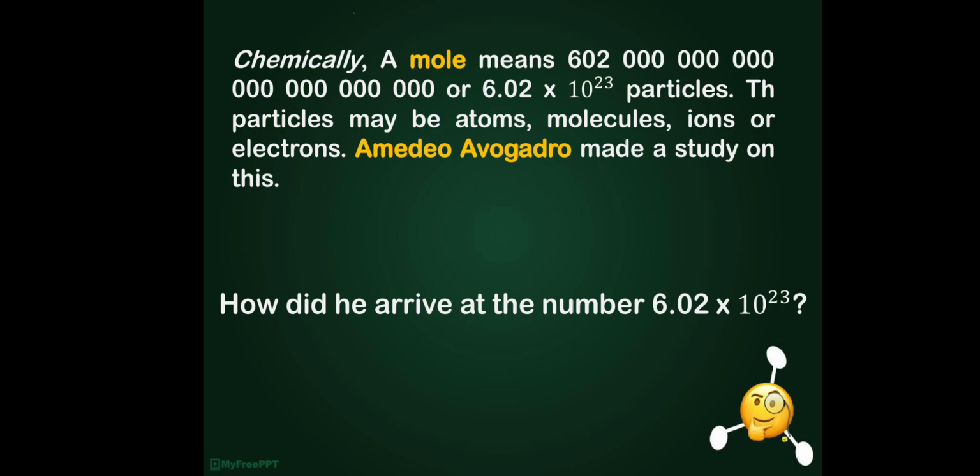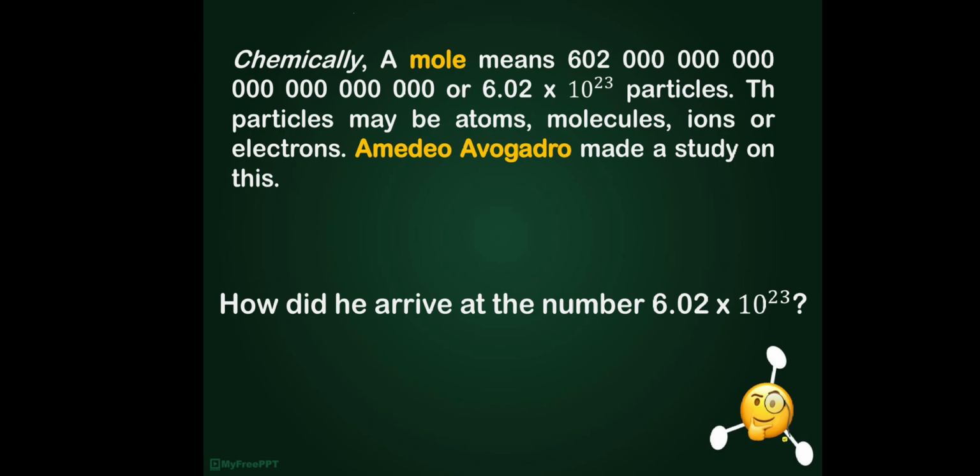And that is explained by the discovery of this person. We have Amedeo Avogadro, who made a study on this. How did he arrive at a number of 6.02 times 10 to the power of 23? So he called it the Avogadro number.